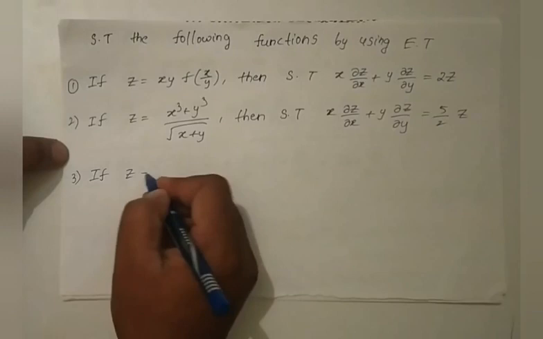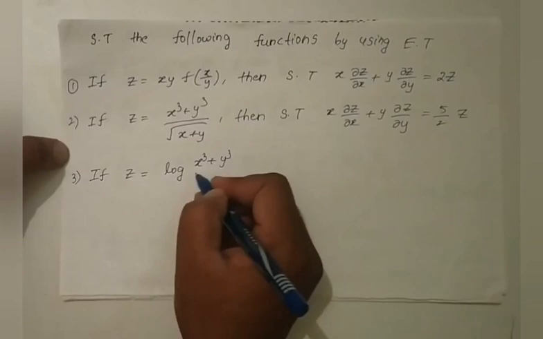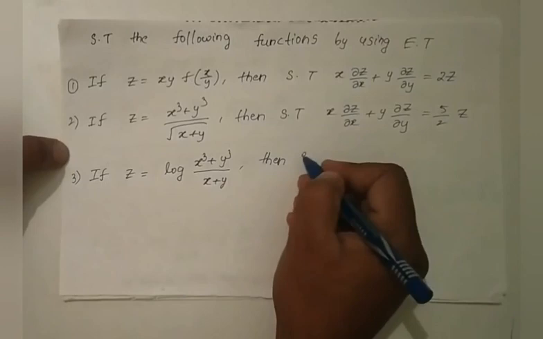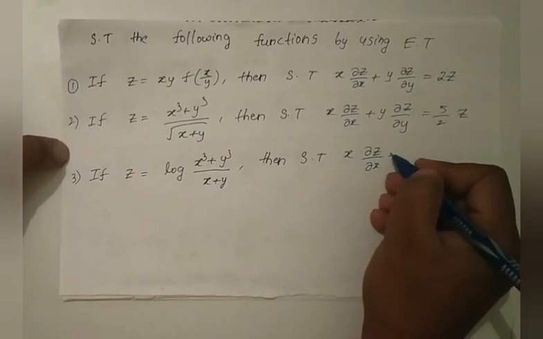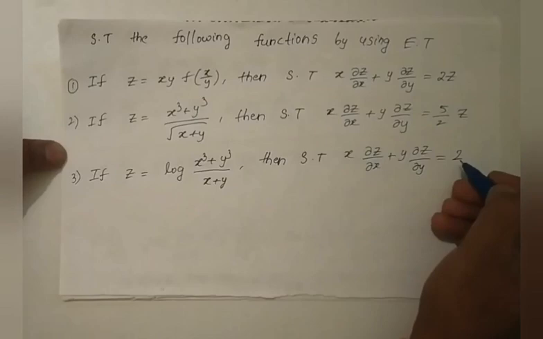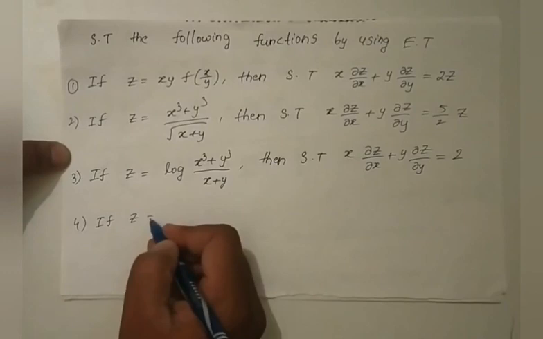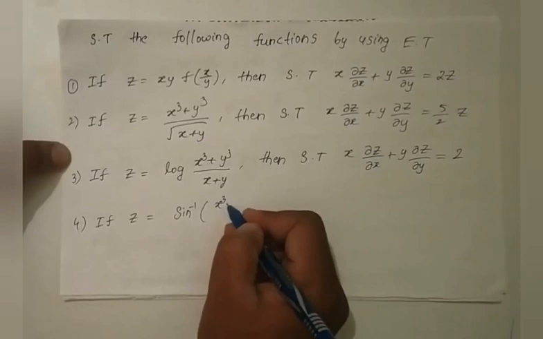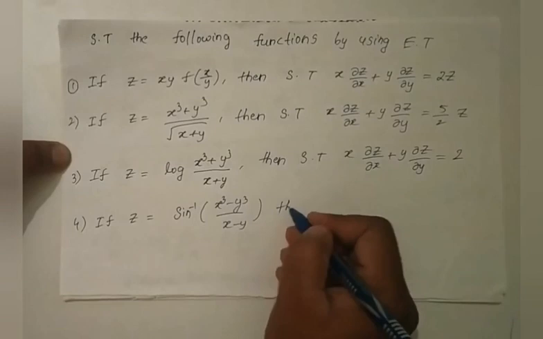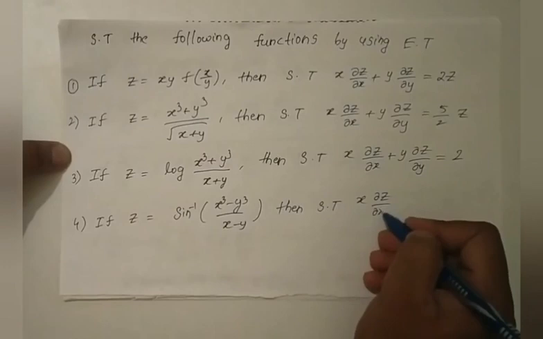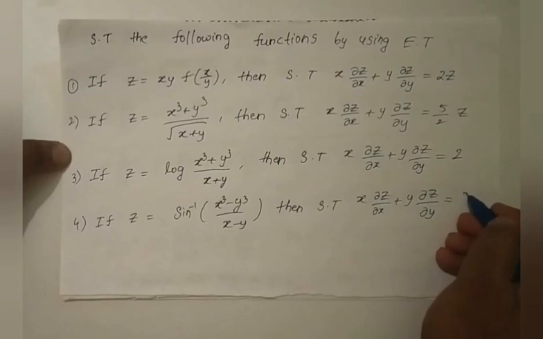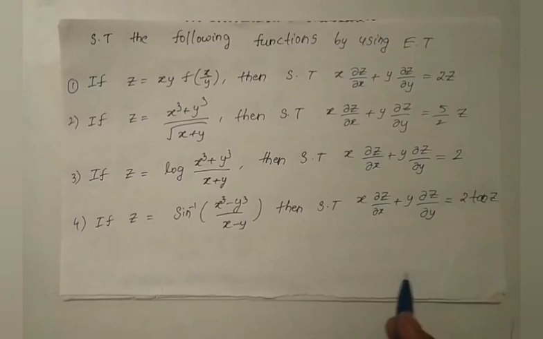If z is equal to log of (x³ plus y³) by (x plus y), then show that x ∂z/∂x plus y ∂z/∂y is equal to 2. Fourth one, if z is equal to sin inverse of (x³ minus y³) by (x minus y), then show that x ∂z/∂x plus y ∂z/∂y is equal to 2 tan z.